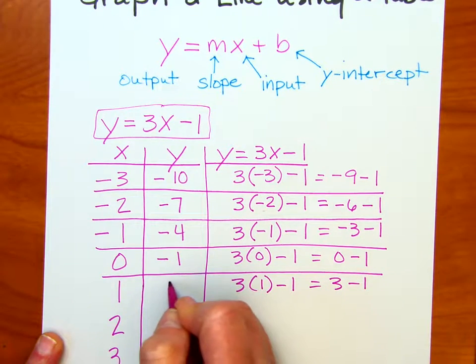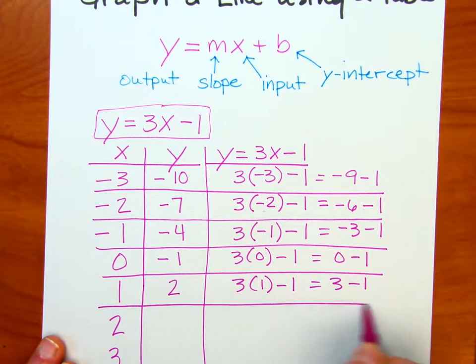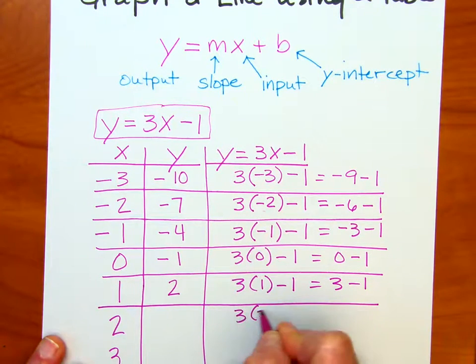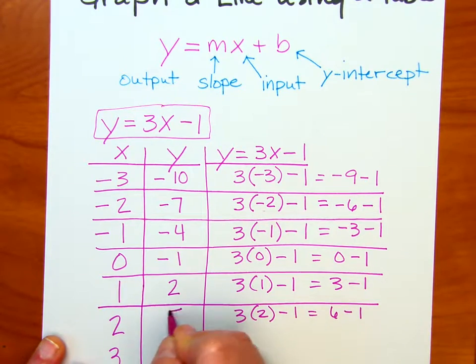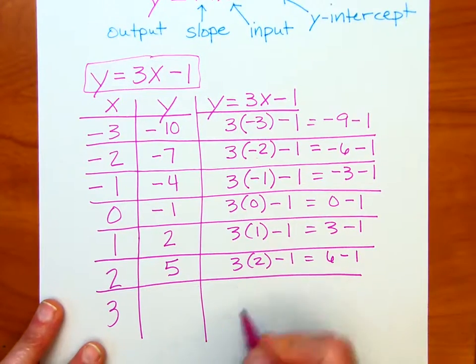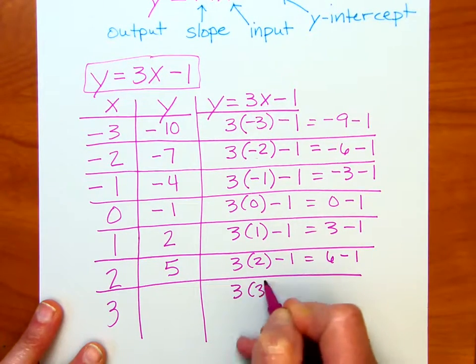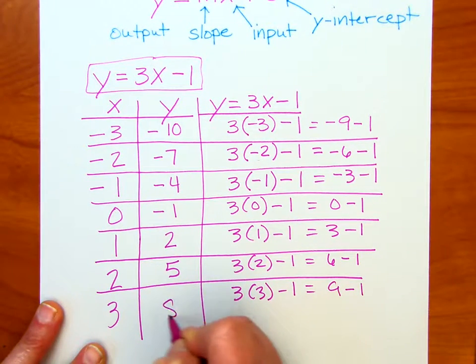Now we're into positive y values. Here we've got 3 times 2 minus 1. Well, that's 6 minus 1, which gives us 5. And then our last one is going to be 3 times 3 minus 1, so 9 minus 1 will give us 8.